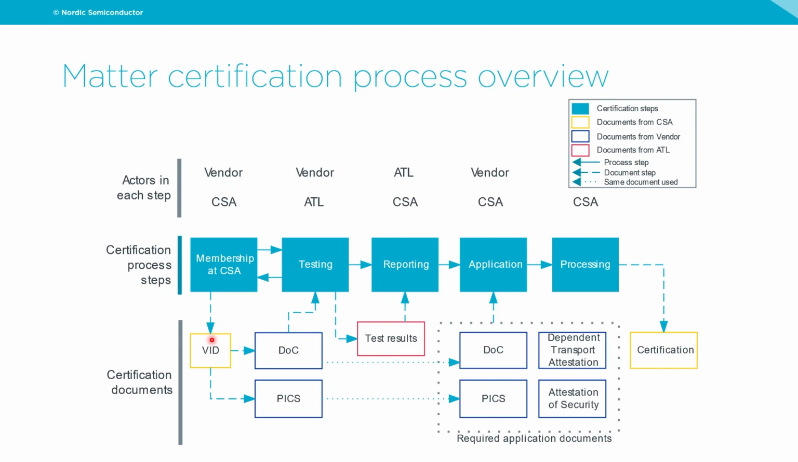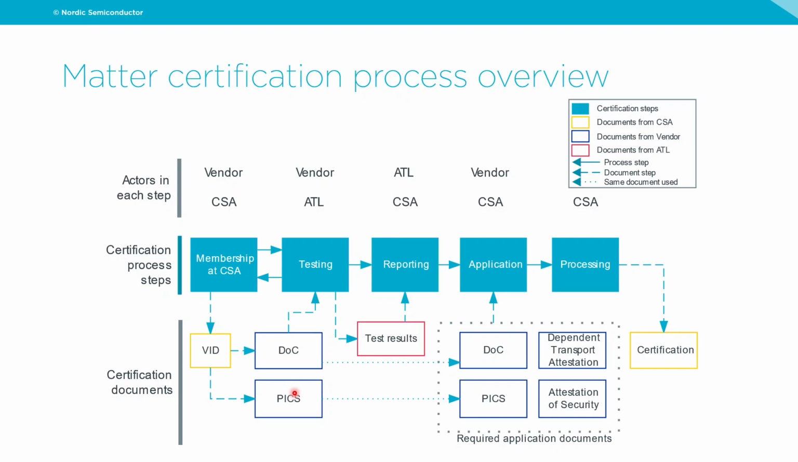The Matter certification process requires testing before any application for certification is sent. The testing can be performed at an authorized test laboratory using a test plan developed by CSA. Each ATL has its own submission process, but all require a declaration of conformity and a protocol implementation conformance statement, or in short, PICS. Both documents confirm that the Matter end product you are going to certify is meeting the protocol requirements.